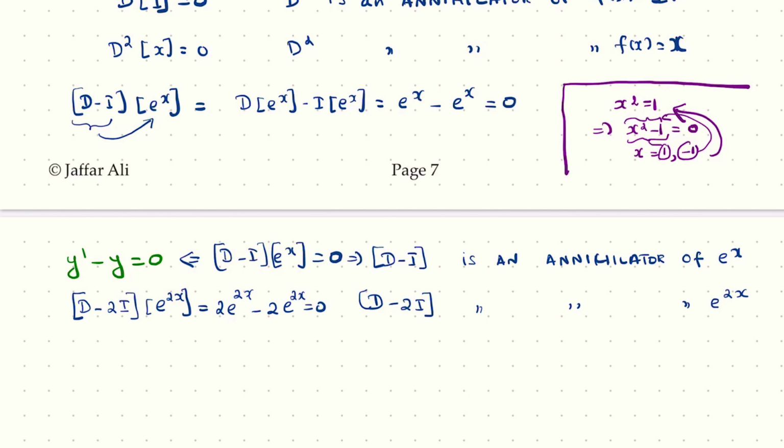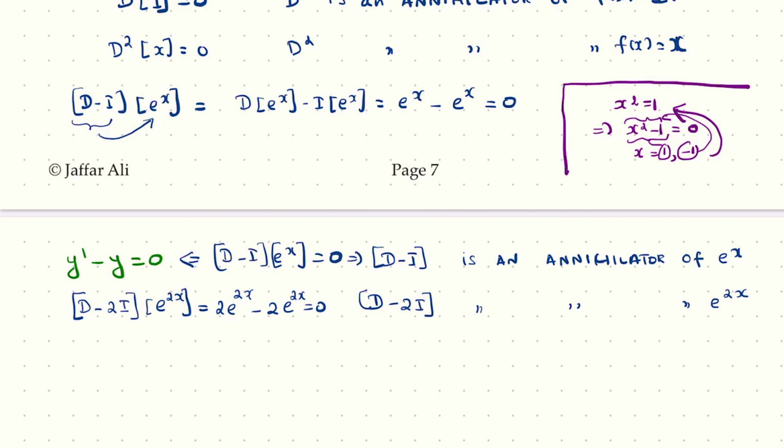Similarly, if you have an operator, and this operator annihilates something, then whatever that function happens to be is the solution to the corresponding differential equation of that operator form.